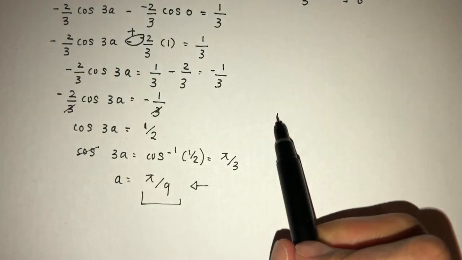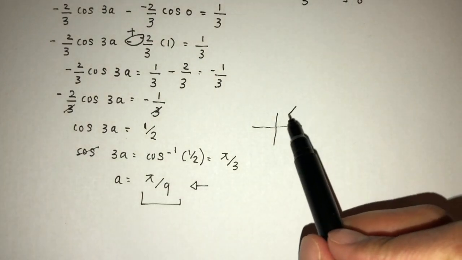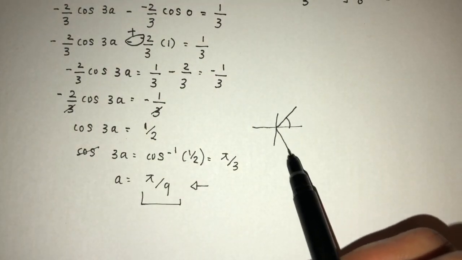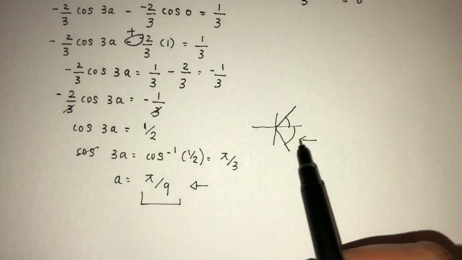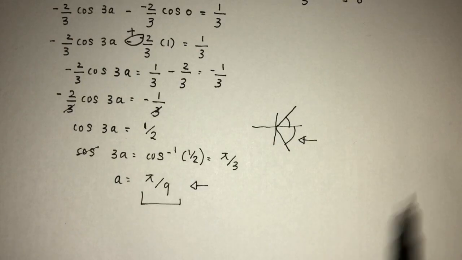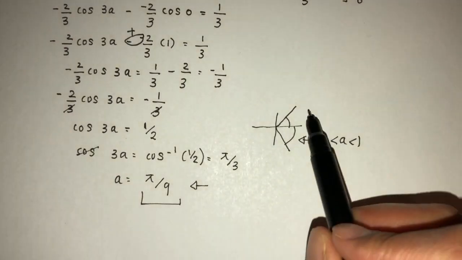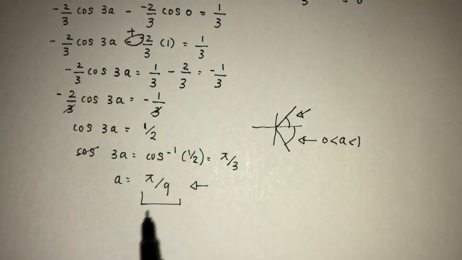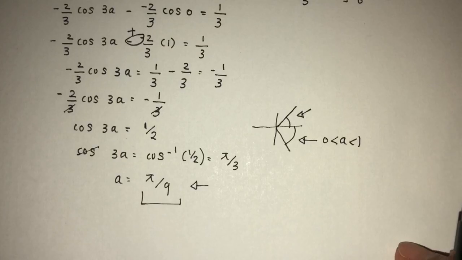Now, of course, we can find the other value. When cos is positive, it will be in your first quadrant and in your fourth quadrant. But for the other value, it will be too big anyway, because a has to be between 0 and 1. So we only take the smaller value, which is this one, for the value of a. That will be your question number 4.